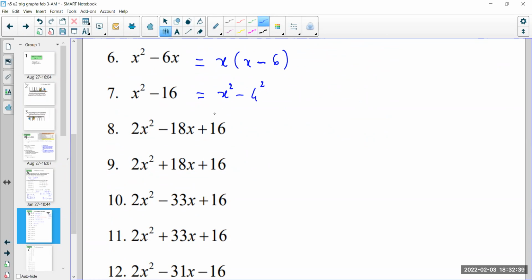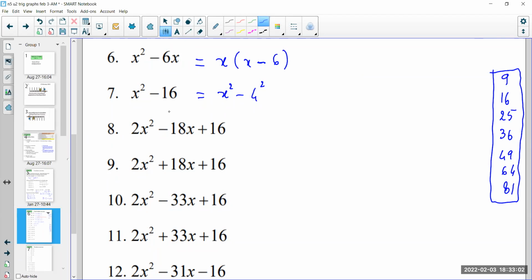So that's one thing you need to learn by heart: the square numbers. 9, 16, 25, 36, 49, 64, 81. These need to be in your head whenever you're asked to factorize, because if they appear on their own, think they are square numbers. And we've all seen that it's x plus 4 times x minus 4, or x minus 4 times x plus 4, same thing.